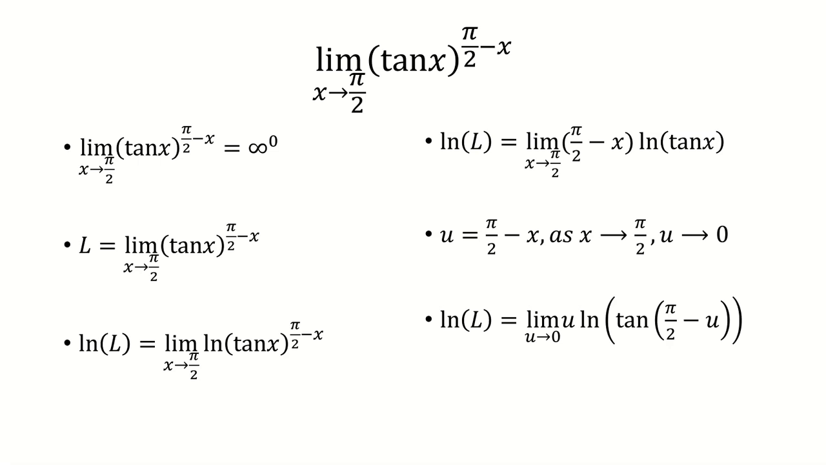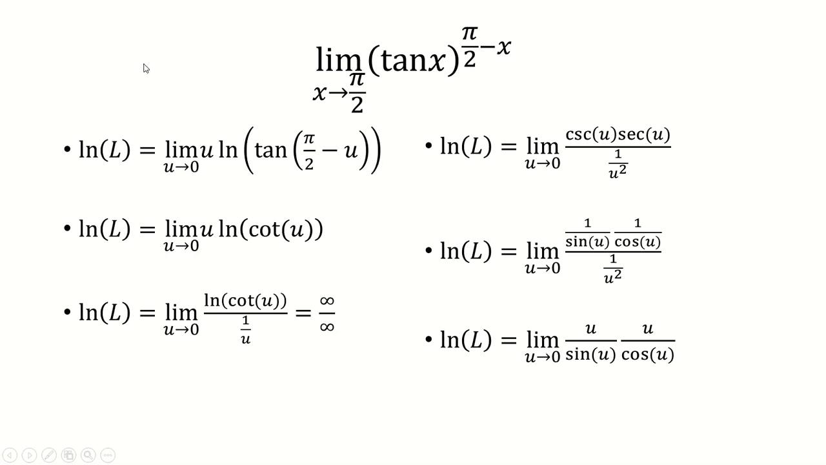Now, I don't like that I have pi over 2 minus x, so I'm going to make a substitution. I'm going to rewrite everything in terms of u. So pi over 2 minus x becomes u. As x approaches pi over 2, u approaches pi over 2 minus pi over 2, which is 0. So we have our new limit on the bottom, u approaching 0. Pi over 2 minus x, we said, is u. And then natural log. And then instead of tangent x is tangent of pi over 2 minus u.